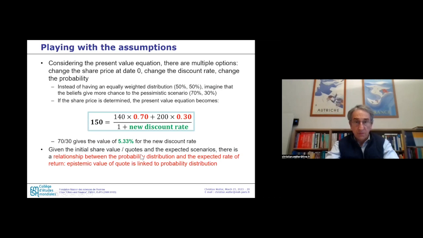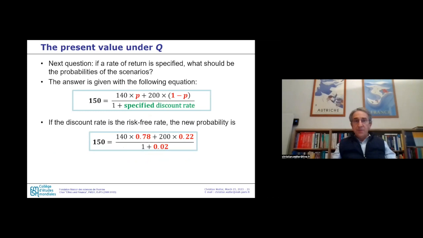Now we can calculate the same present value because the market is a market, the prices are the prices, with another probability, the probability Q. The question is, if we specify a new rate of return here, what should be the probabilities of the scenarios? It's a very simple issue because we have no mathematical complexity in this case. And the equation is here.